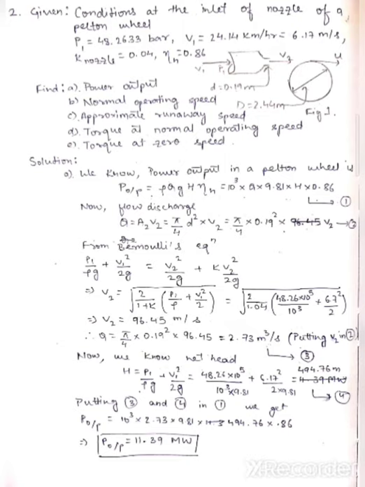Now we'll have to find H. As we know, H is the net head, which is given by P1 by rho g plus V1 square by 2g. We could easily get H to be equal to 494.76 meter. Now as we have got both Q and H, we'll put them in equation 1 and output power is obtained to be 11.39 megawatt.